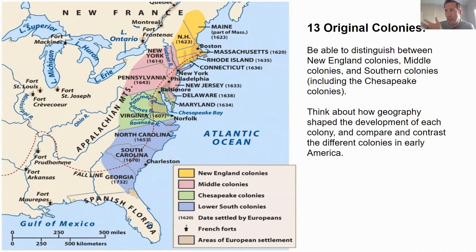So the 13 colonies are the ones that are pictured here. The southernmost colony was Georgia. The northernmost colony was New Hampshire. Maine was not a colony at the time. It's not part of the original 13 colonies.